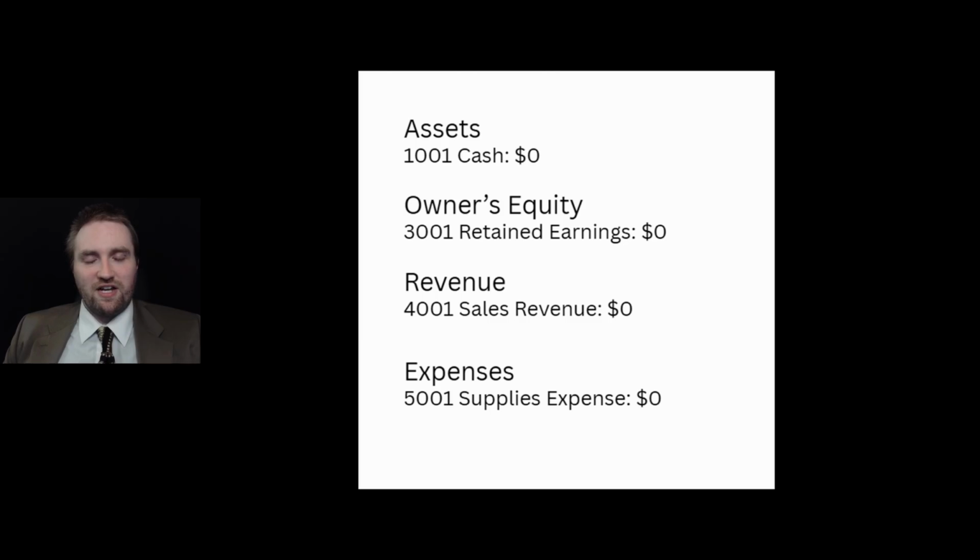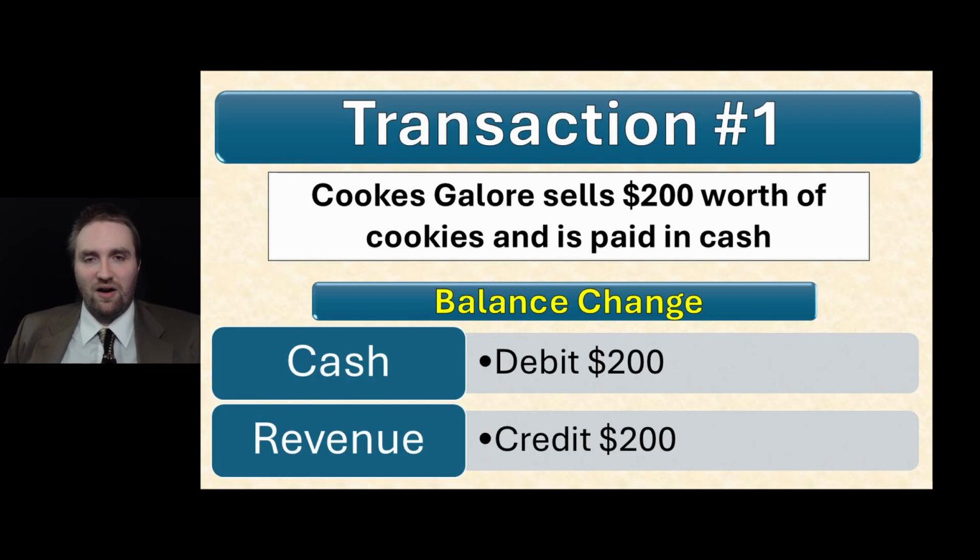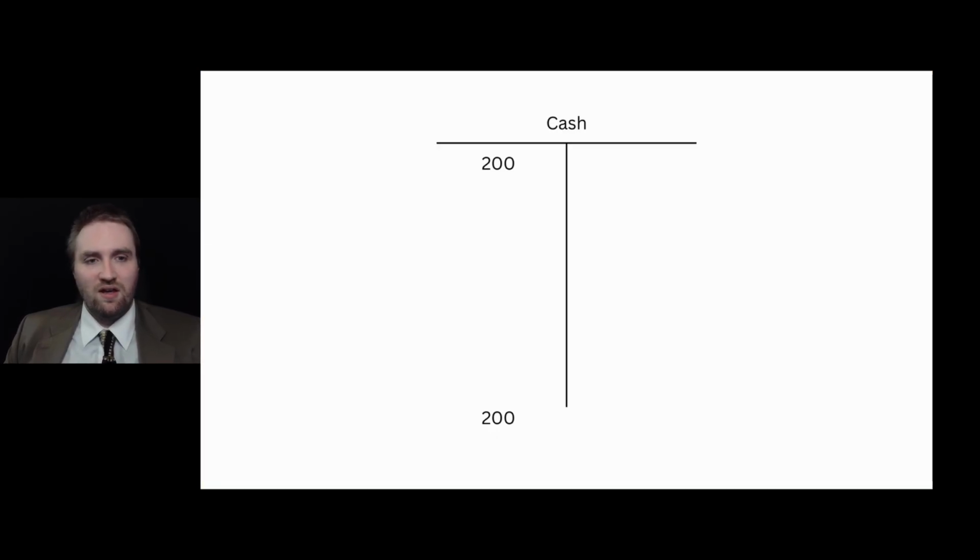And we're going to go over transaction number 1 again so that we can view it through the lens of a T-chart. All right, transaction number 1. Cookies Galore sells several trays of cookies and earns $200 in cash. As we just learned, the purpose of a T-chart is to visualize what happens in an account. So let's use a T-chart to see how this transaction looks. First, we look at the cash T-chart. Notice the account name at the top, the debits on the left, the credits on the right, and the current total at the bottom. In this transaction, we debited cash $200. Therefore, we write $200 in the debit column.